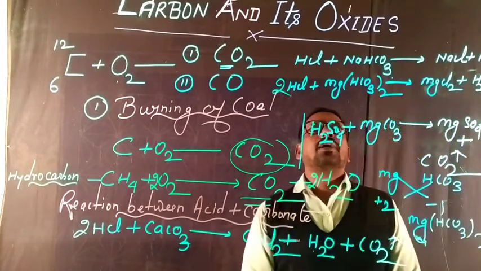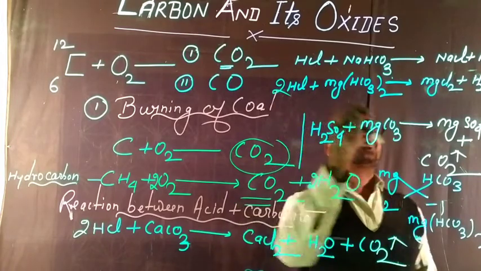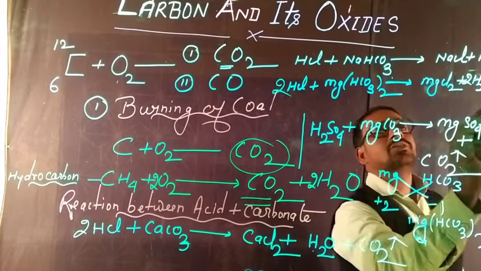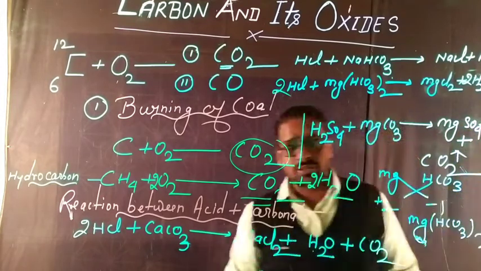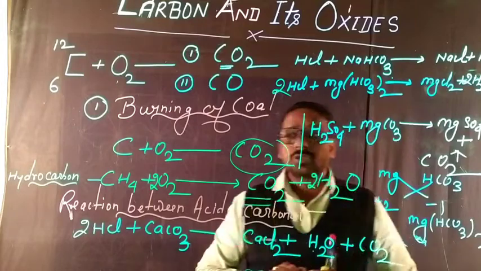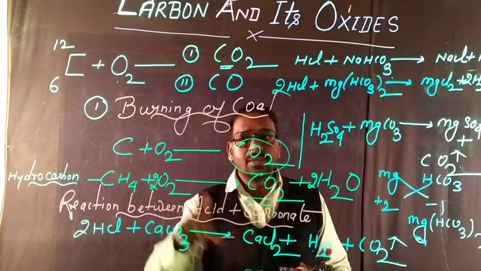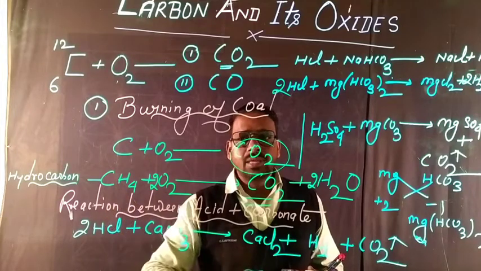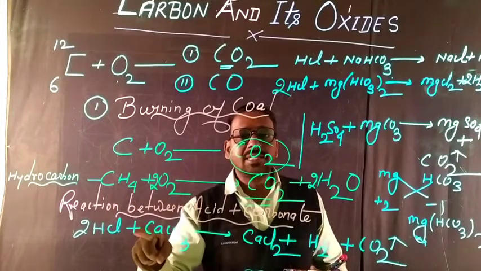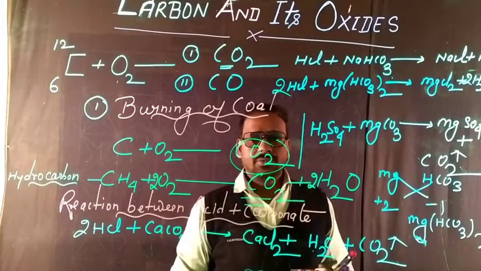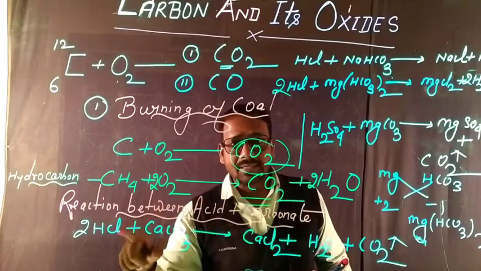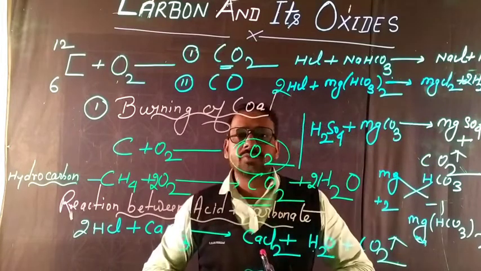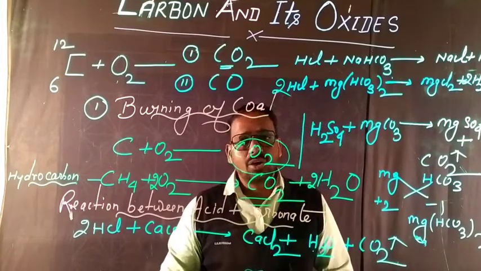Then we will get how many hydrogen? 2 and 2, 4. By putting 2, we will get the balanced equation. And in this case, we are also getting the carbon dioxide. So we have discussed the preparation of carbon dioxide by the burning of coal and by burning of hydrocarbon, and reaction between acid with carbonate and reaction of acid with metal bicarbonate. By this method we can prepare the carbon dioxide.